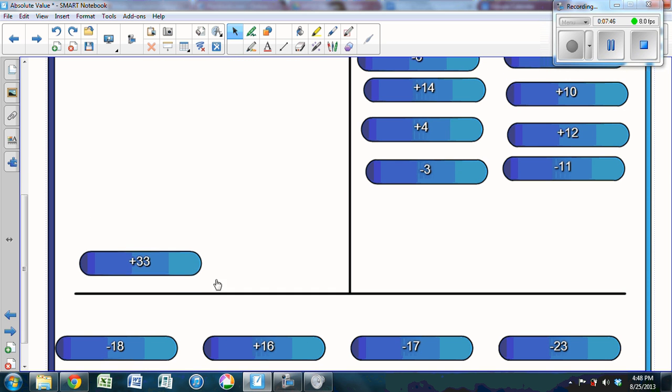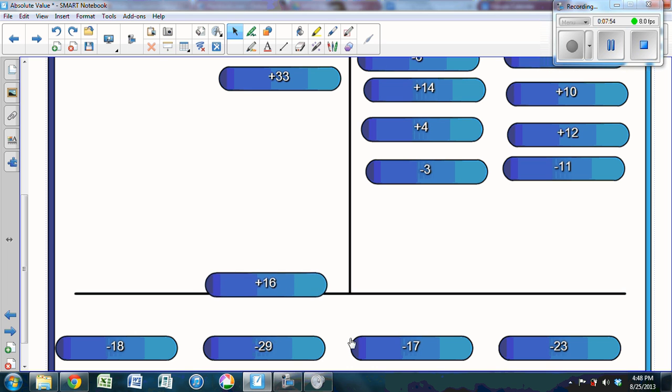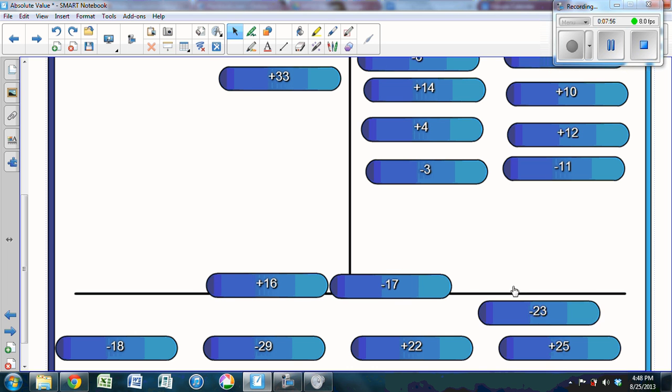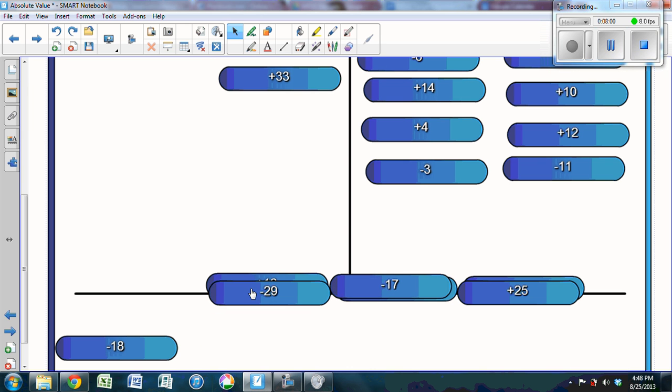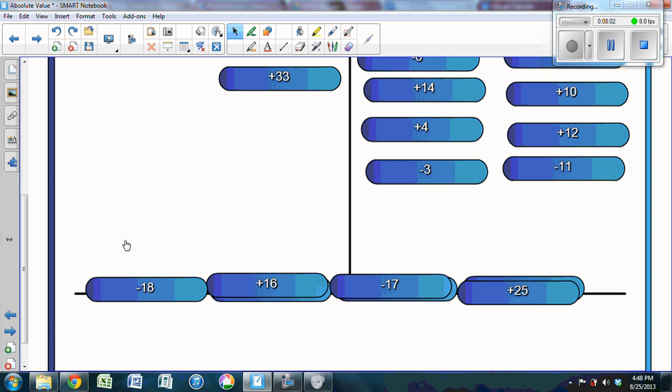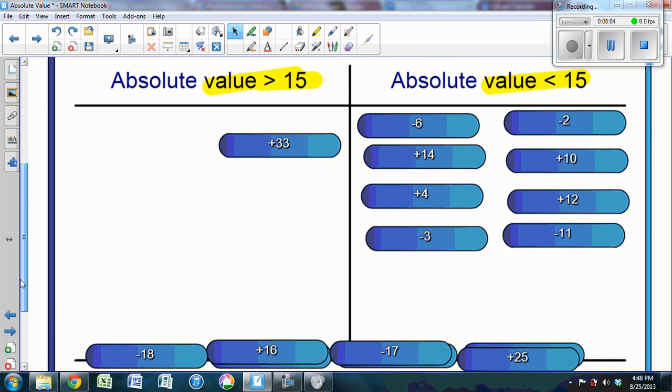Okay, the absolute value of 33 is positive 33. Now that is greater than 15. I'm going to move these up here so I can see my top of my board. Let me do this. Okay, there we go. So the absolute value of 16 is 16. That is greater than 15, so that's going to go on this side.